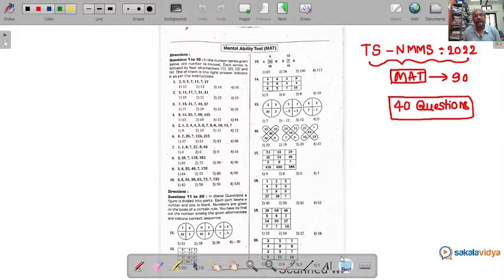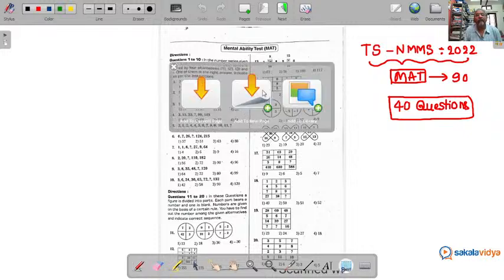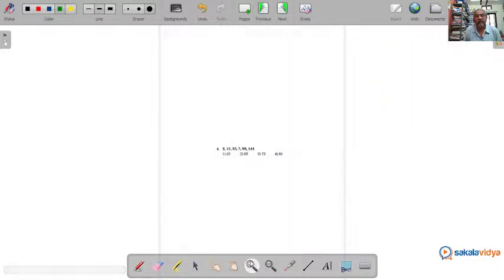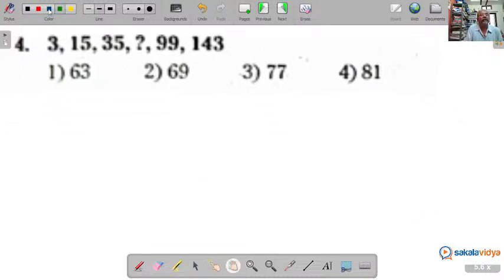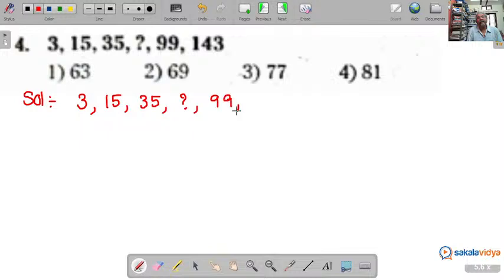Fourth question. Right. So let us move to the fourth one. Actually, if you observe this question, first of all, fourth question. So let me write once again clearly on the board. 3, 15, 35, question mark, 99 and 143.